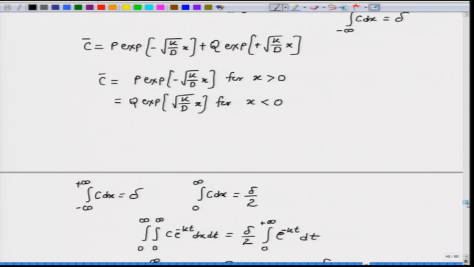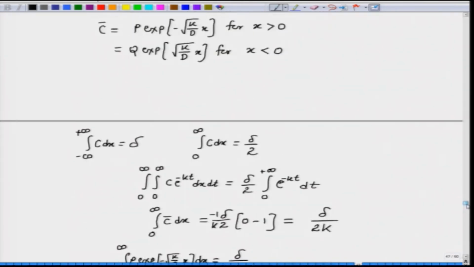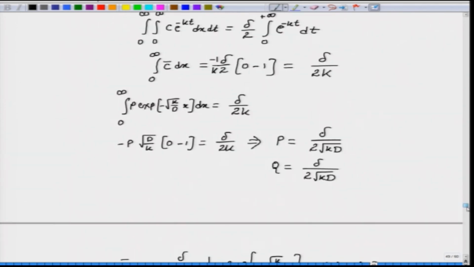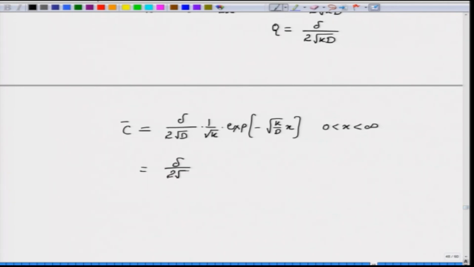Right. So, our C bar will be delta by 2 root d times 1 over root k into exponential minus root k by d x for 0 less than x less than infinity, and q exponential, delta over 2 root d times 1 over root k, exponential plus root k by d x for minus infinity less than x less than 0.